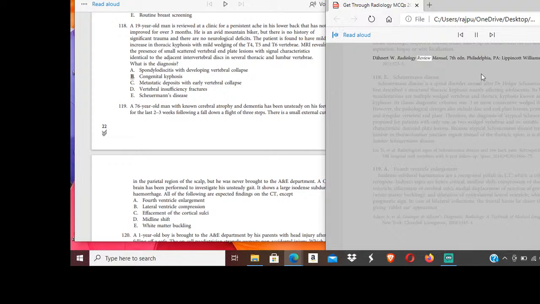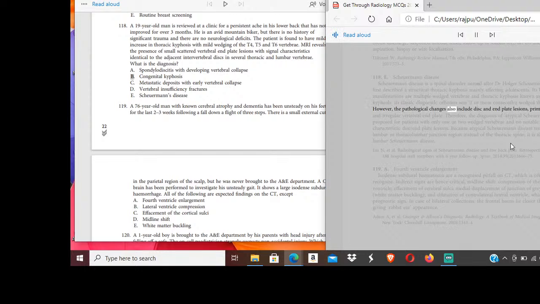Dähnert W. Radiology Review Manual, 7th ed. Philadelphia, Pa: Lippincott, Williams, and Wilkins, 2011:573-35. 118. E. Scheuermann disease. Scheuermann disease is a spinal disorder named after Dr. Holger Scheuermann, who, in 1921, first described a structural thoracic kyphosis mainly affecting adolescents. Its best-known manifestations are multiple wedge vertebrae and thoracic kyphosis known as Scheuermann kyphosis. Its classic diagnostic criterion was 3 or more consecutive wedged thoracic vertebrae.